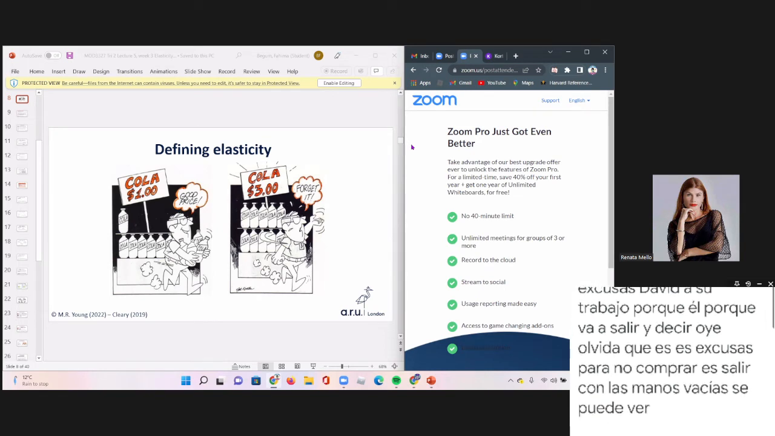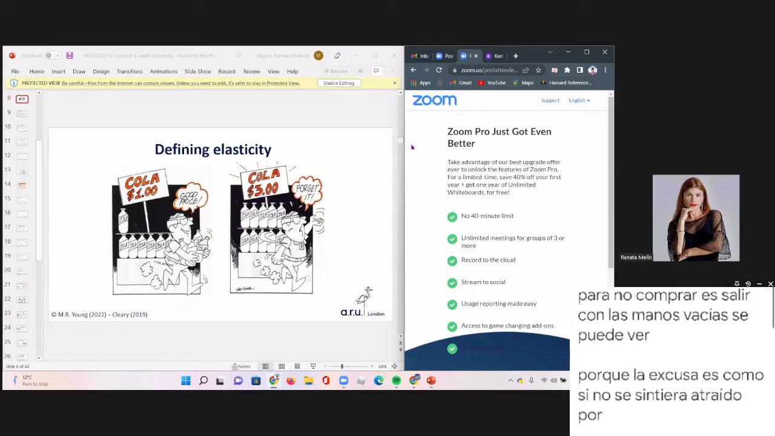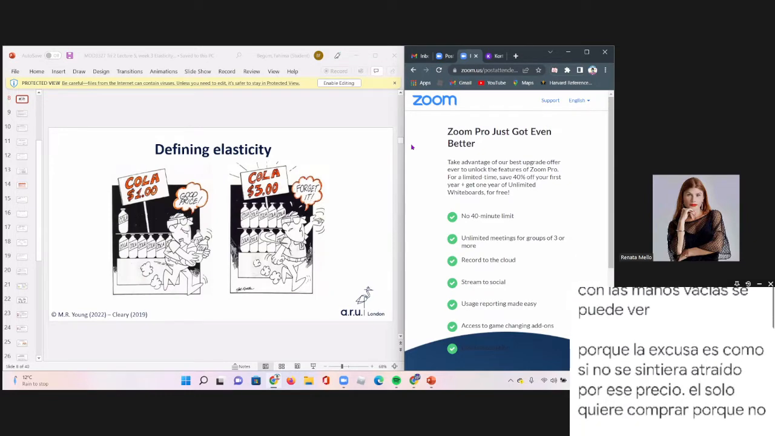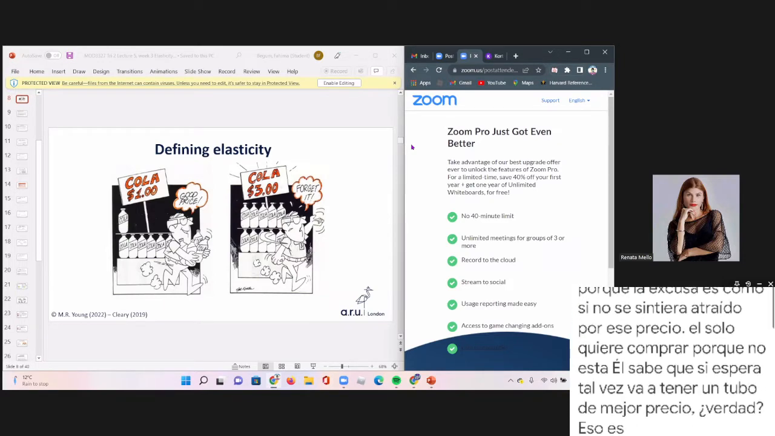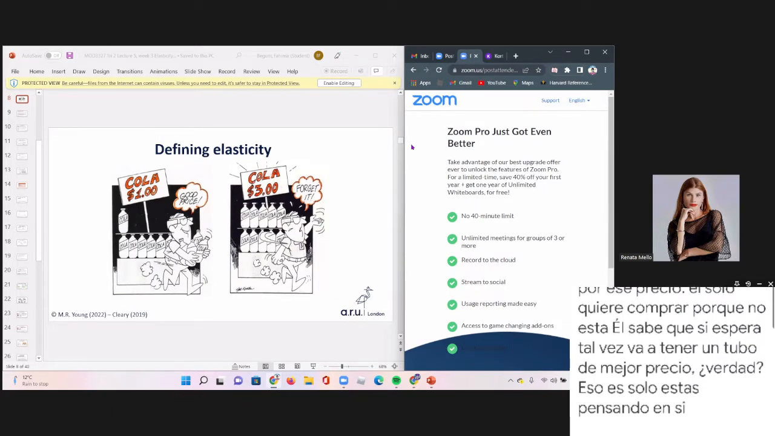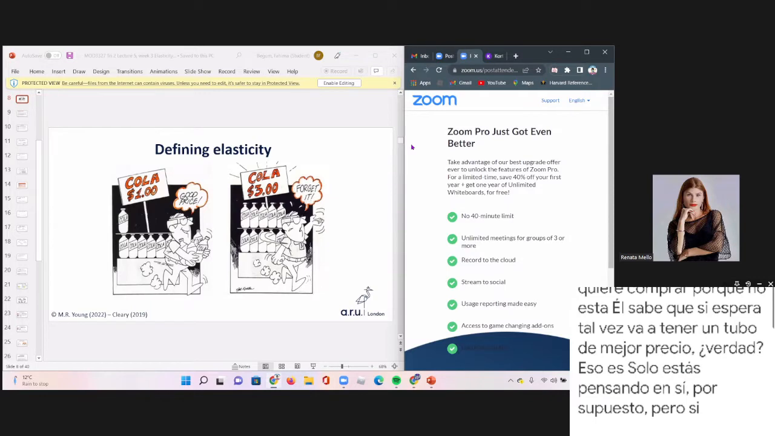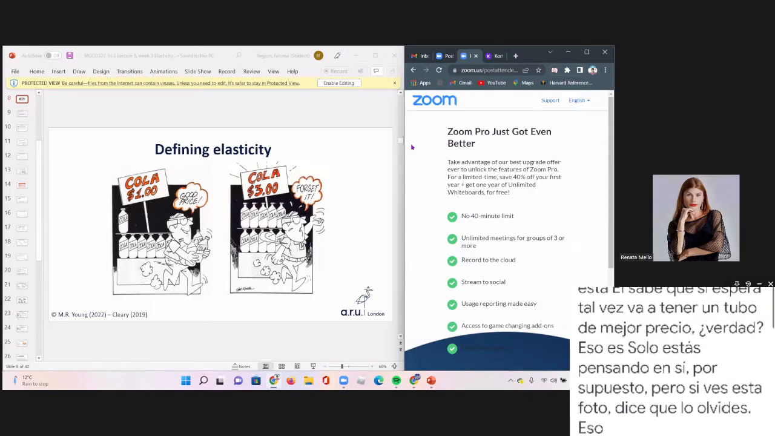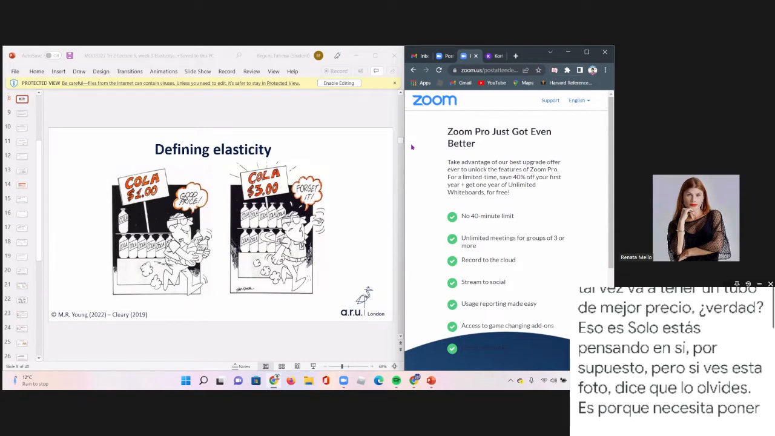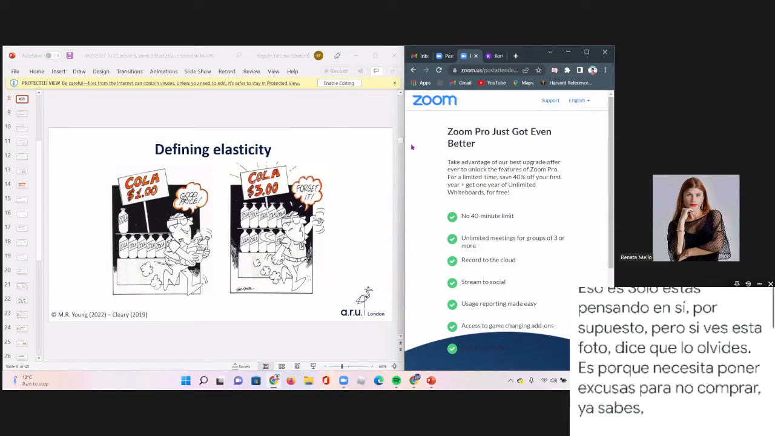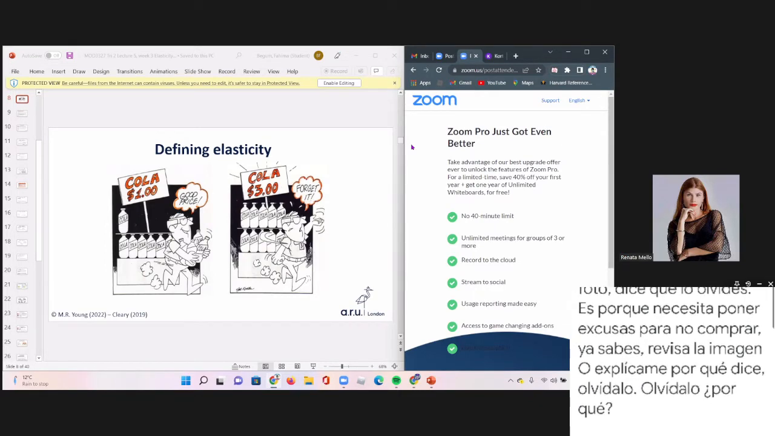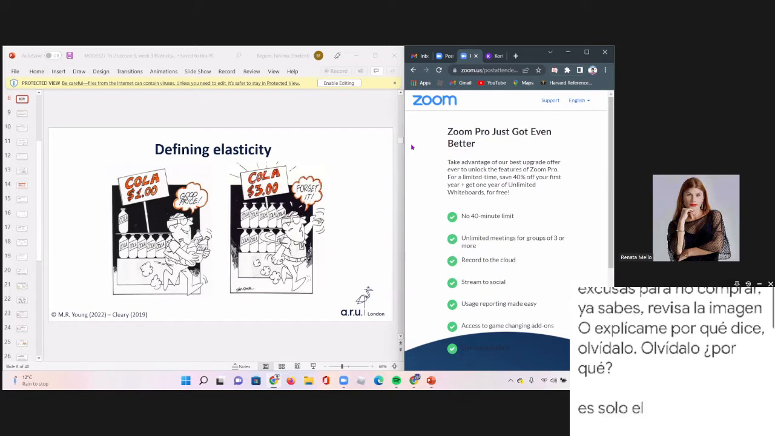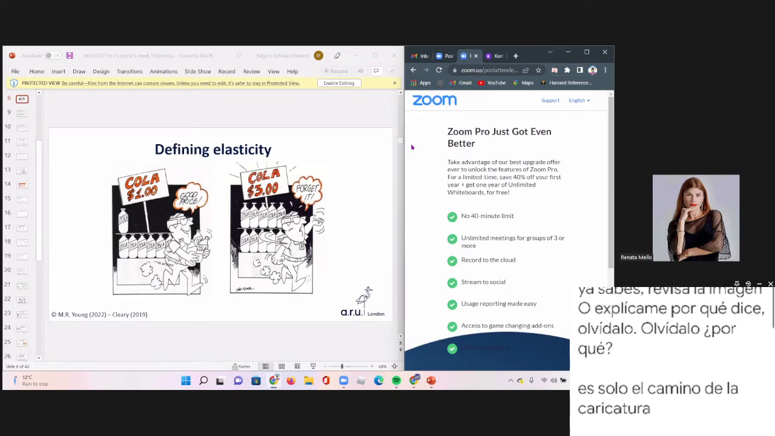But it's not an excuse. It's just that he didn't get attracted to that price. He knows that if he waits, maybe he's going to get a better price. Yes, of course. But in this picture he says forget it because he needs to make excuses for not buying, you know? Check the picture, or explain to me why he says forget it. Forget it, why? It's just the cartoon's way of showing you that he's not going to buy because the price is too high.